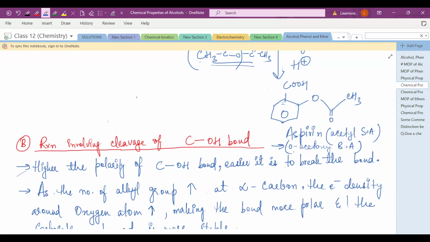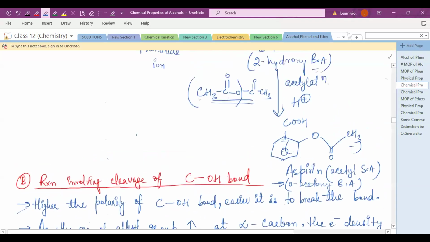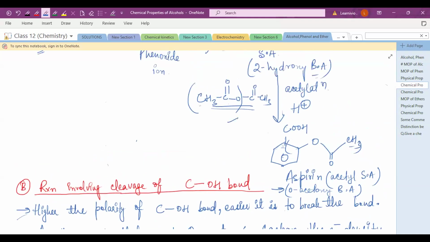Okay, either they can give the salicylic acid name. So you should know what is salicylic acid. 2-hydroxybenzoic acid is salicylic acid, and how you will convert the salicylic acid into aspirin, meaning ortho-acetoxybenzoic acid. So you have to do nothing, just do the acetylation. Add acetic anhydride to it, and add this CH3COO part on the ortho position. So this is your aspirin.